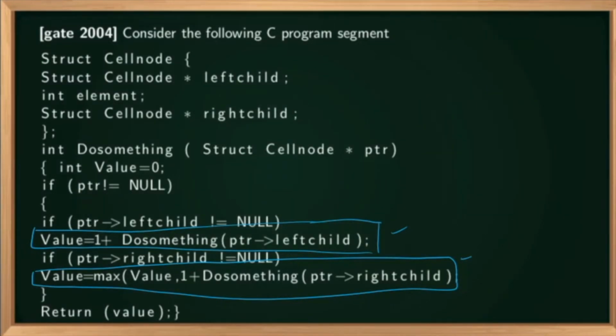See, we are computing 1 plus do something. We are computing something for the left child. And then if you see here, 1 plus do something, PD of right child, we are doing the same thing on the right side. Right side also, we are doing the same thing, computing. Then we are finding the max of the left side and right side. So definitely we should be computing the height.